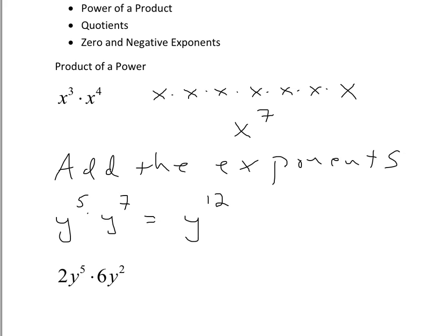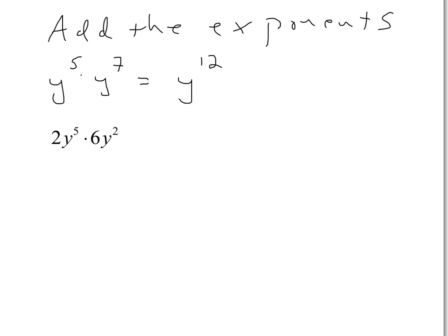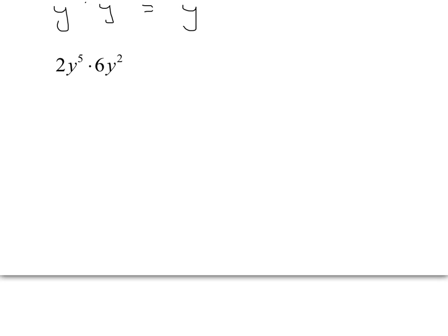So as usual in algebra, this gets harder and harder as we go along. So this problem has a y to the fifth and a y to the second, but it has a 2 and a 6 in it. So what we're going to do is first multiply the number parts. So 2 times 6 is going to be 12. Write down the base, and then add the exponents, 5 plus 2. So 12y to the seventh.